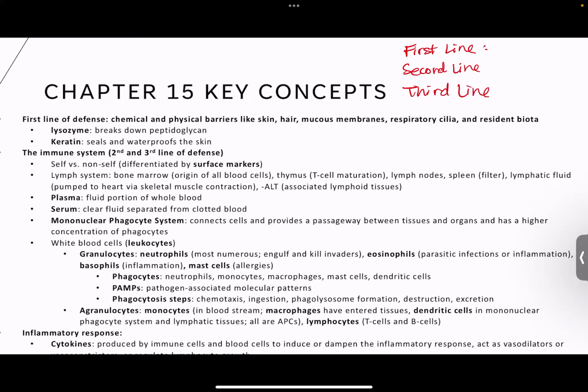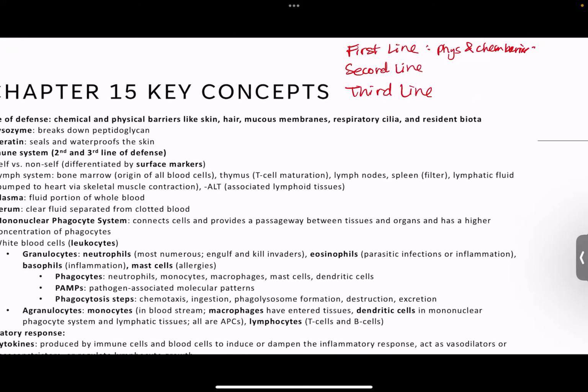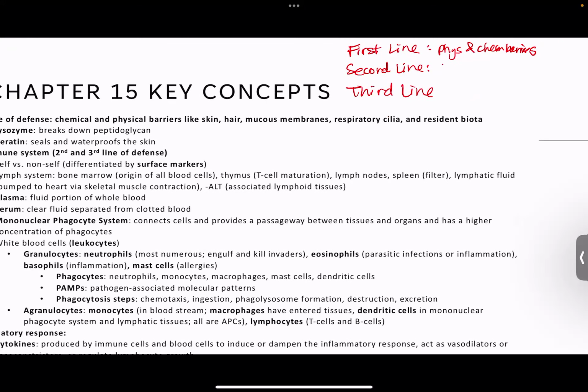Your first line of defense is basically just basic things that keep microbes out. And it's usually like physical and chemical barriers. So barriers. Second line of defense is your innate immune response. And your third line of defense is your acquired immunity.